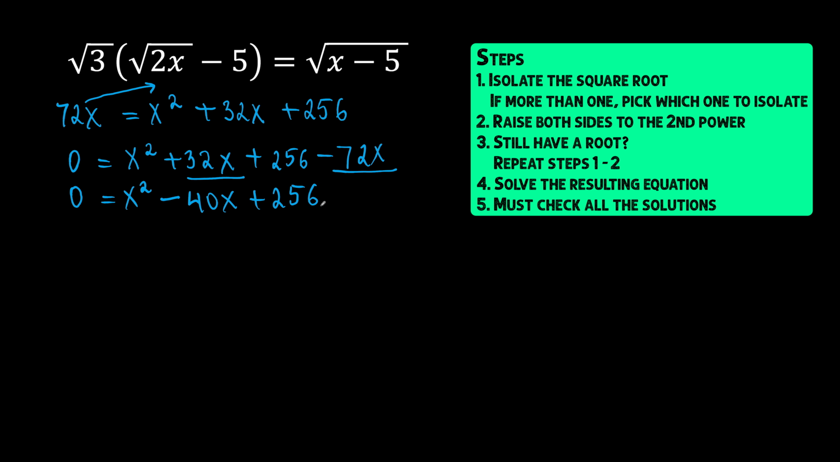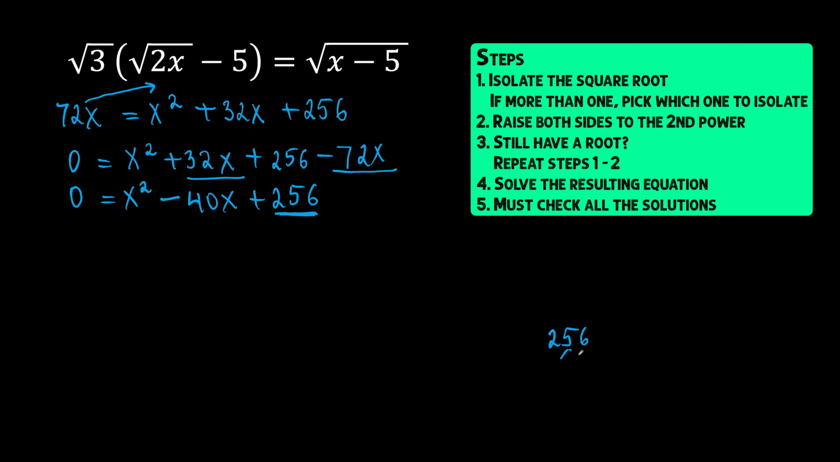Okay, what do we do next? We need to factor this trinomial, right? How do we do that? We'll look at 256. What numbers do we multiply together to get 256? Just grab a calculator and start picking numbers. For example, 256.